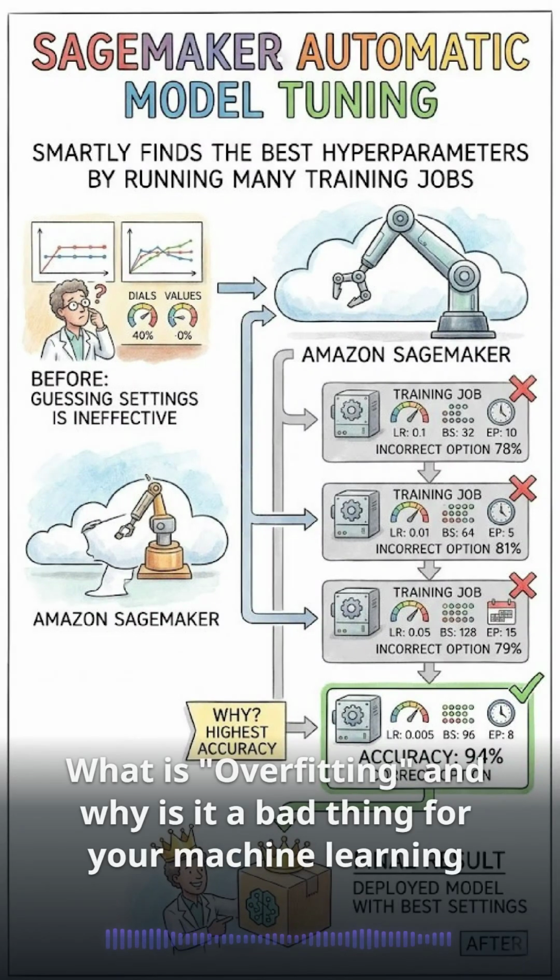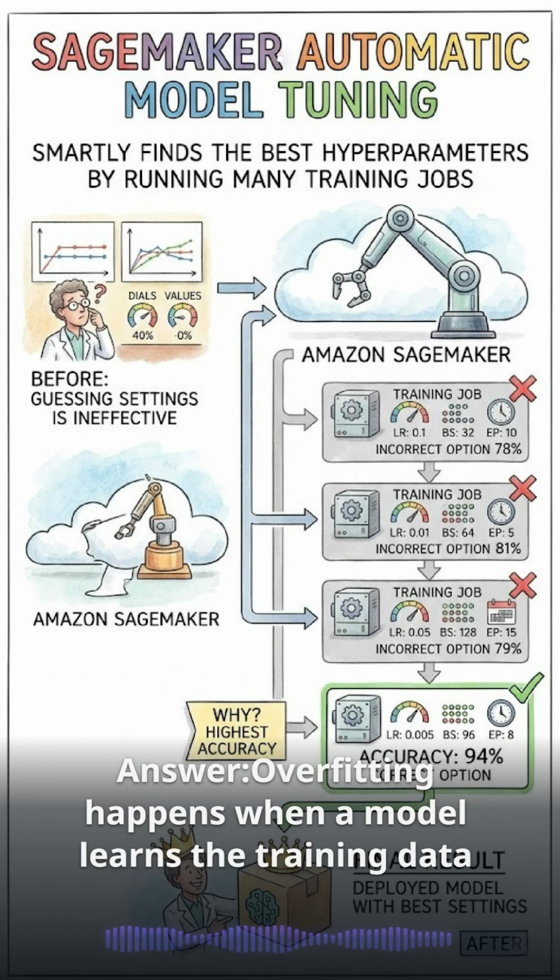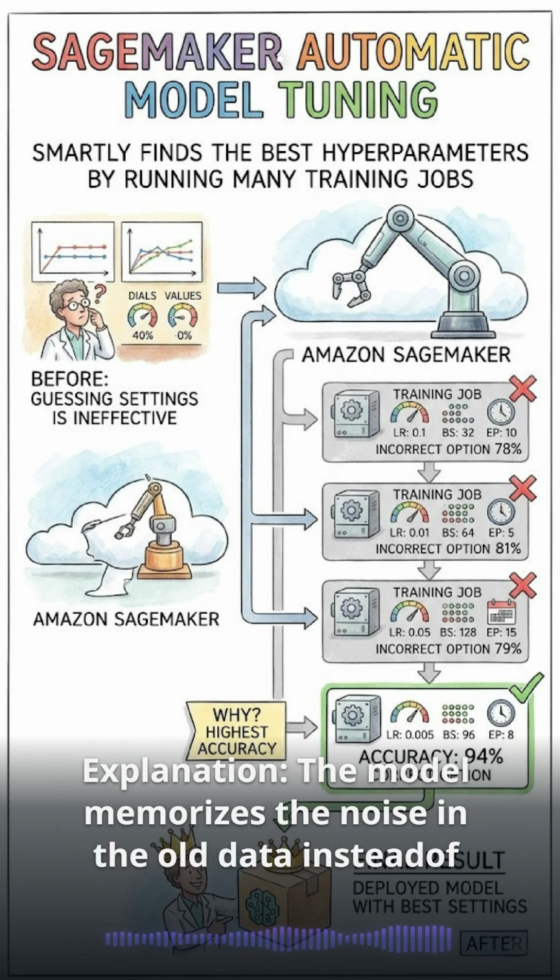69. What is overfitting, and why is it a bad thing for your machine learning model? Overfitting happens when a model learns the training data too well and fails to predict new data correctly. The model memorizes the noise in the old data instead of learning the actual patterns that apply to the future.